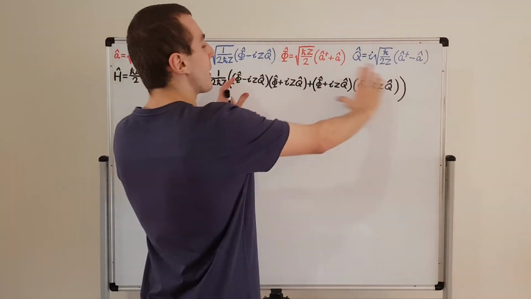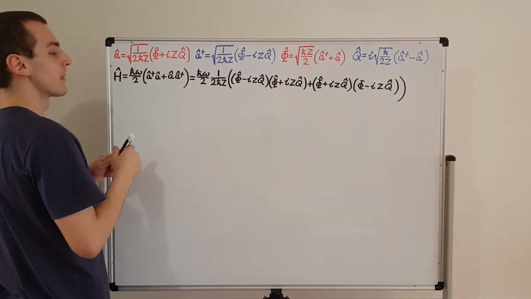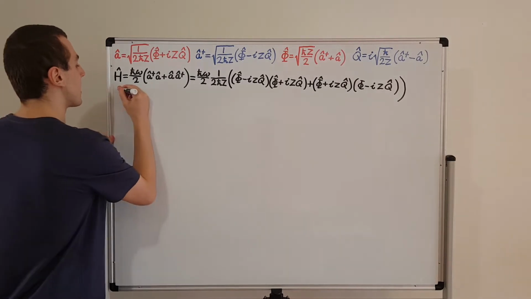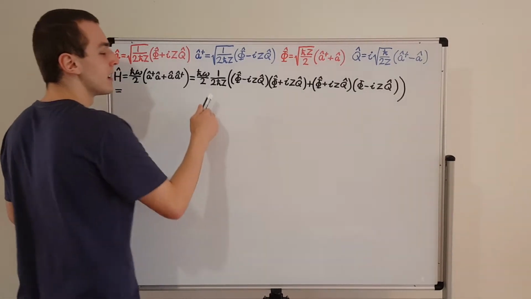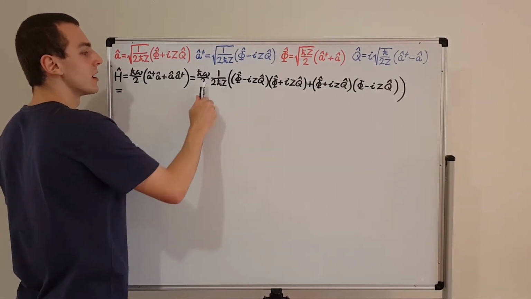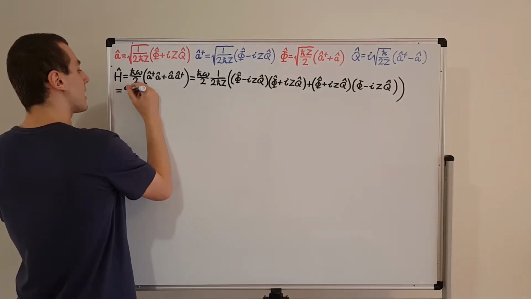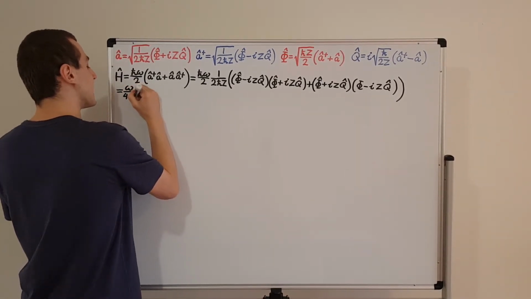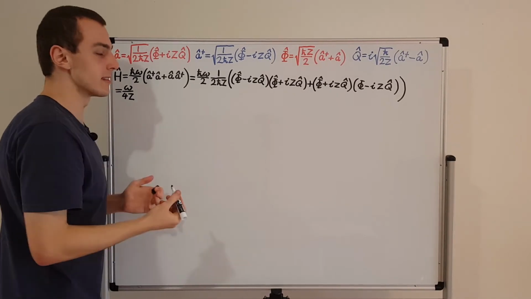Now let's expand all of this out in the line below. First, let's group these coefficients together. So what are we going to get? H bar cancels with H bar. 2 times 2 is 4. So we have omega on 4z. And z is the impedance.